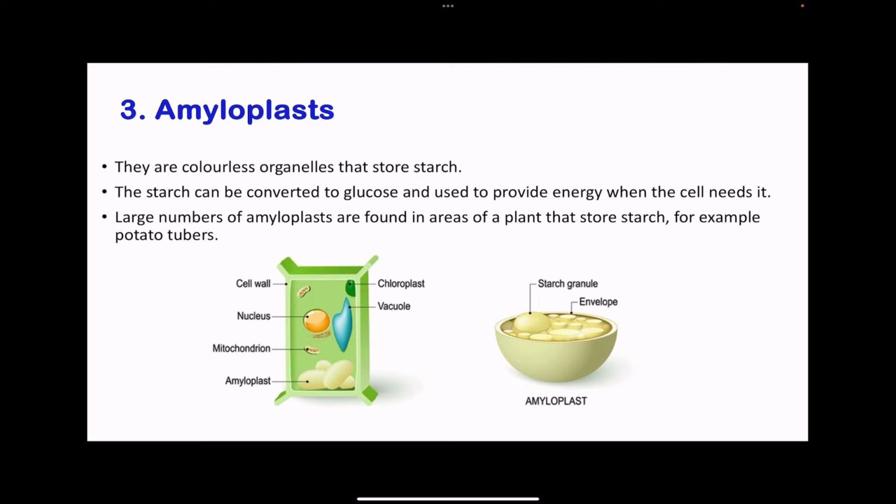The next are amyloplasts. They are colorless organelles that store starch. Starch can be converted to glucose in order to provide energy that the cell needs, and large numbers of amyloplasts are found in storage areas within the plants, for example, potato tubers. So this is an example of a plant cell, and we can see the amyloplasts are in here. They contain starch granules, and starch is going to be stored in there.